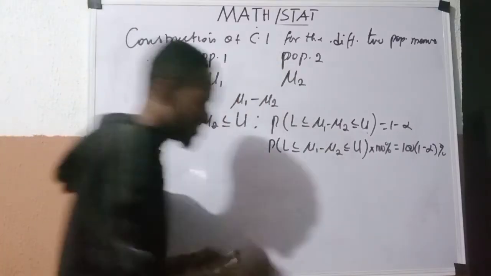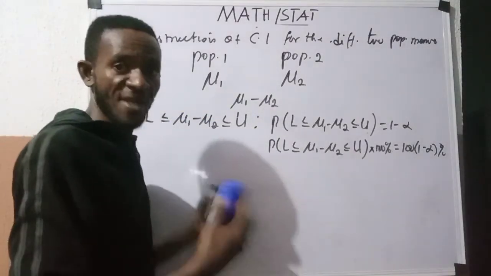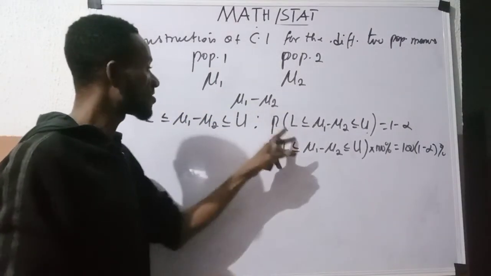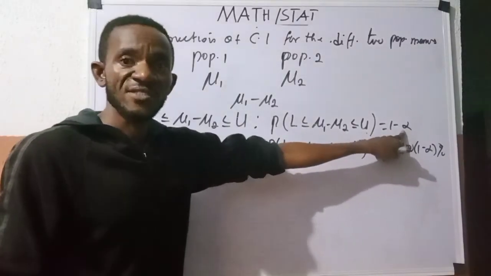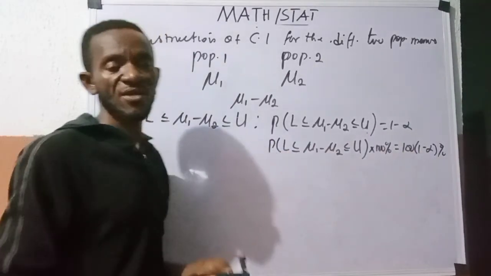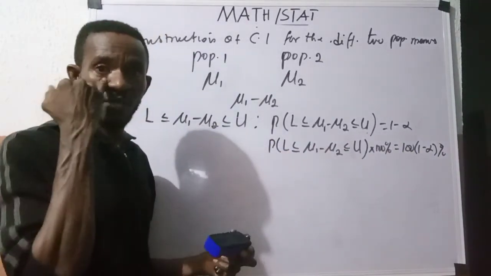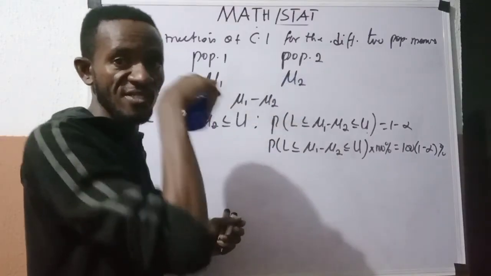Let me quickly clean here. You now know what we are doing. Our interest is how we are going to obtain the true values of L and U with this level of confidence. That's exactly what we are doing here. You understand? So permit me to clean the board.